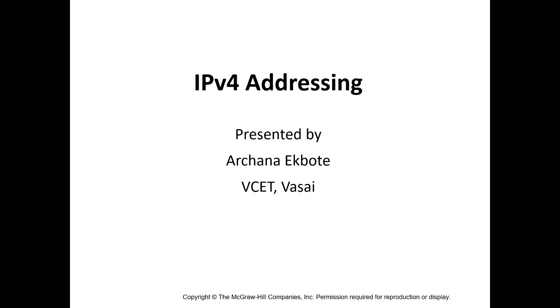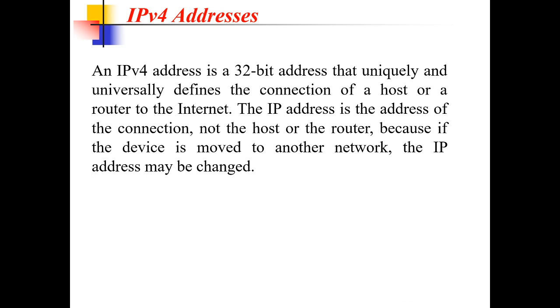Hello students, today we are going to study IP version 4 addressing. An IP version 4 address is a 32-bit address that uniquely and universally defines the connection of a host or a router to the internet. Unique in the sense that each address defines one and only one connection to the internet. The IP address is the address of the connection, not the host or the router, because if the device is moved to another network, the IP address may be changed.